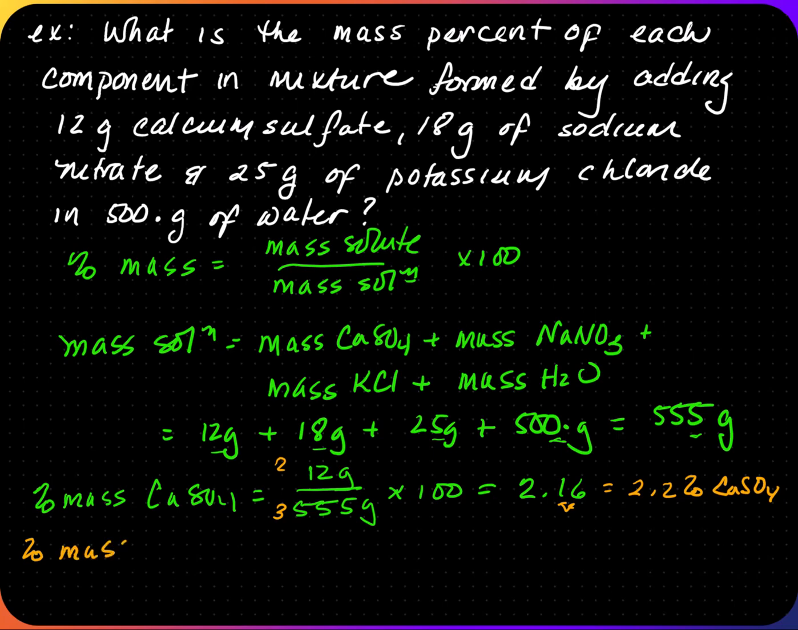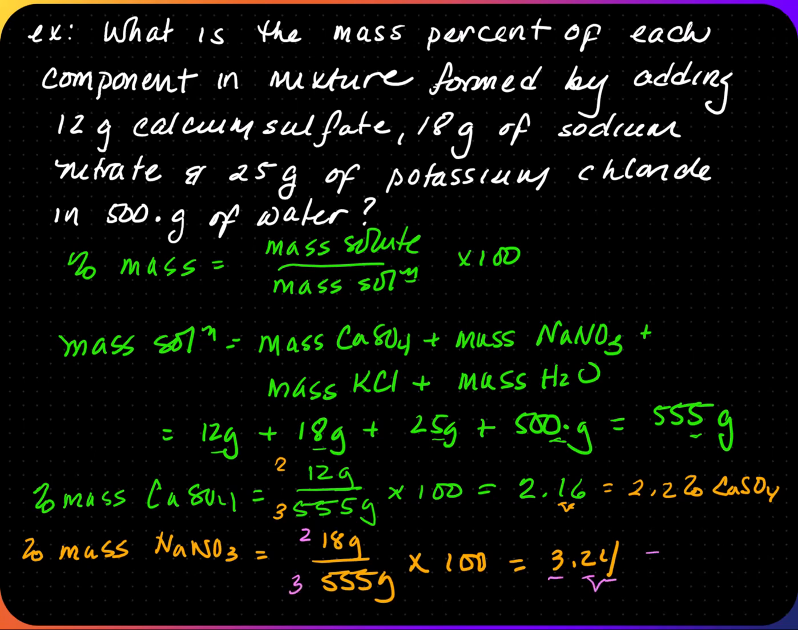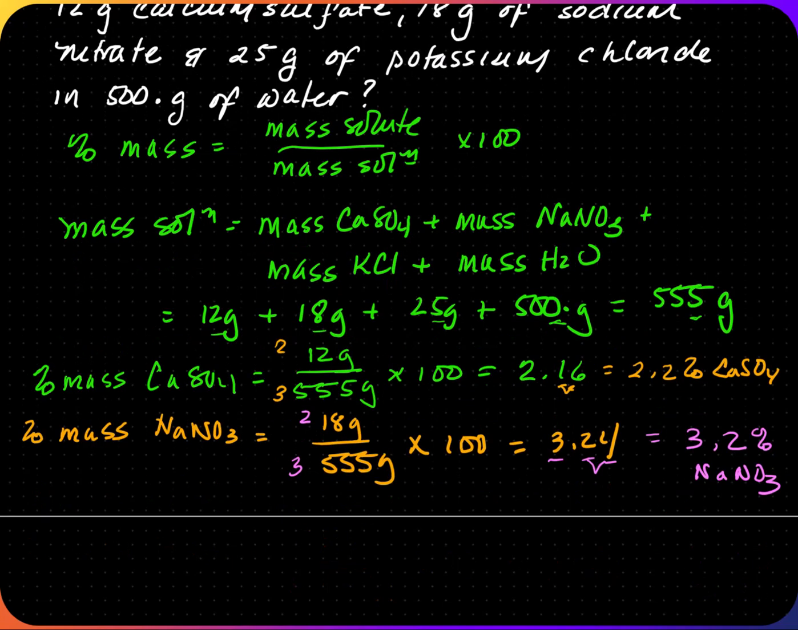So this is mass of sodium nitrate, which is equal to 18 grams over 555 grams of solution times 100. This equals 3.24. Again, there's 2 sig figs for 18, 3 for the denominator, so least amount, so I need 2. 1, 2, I look one to the right. That becomes 3.2% of sodium nitrate.